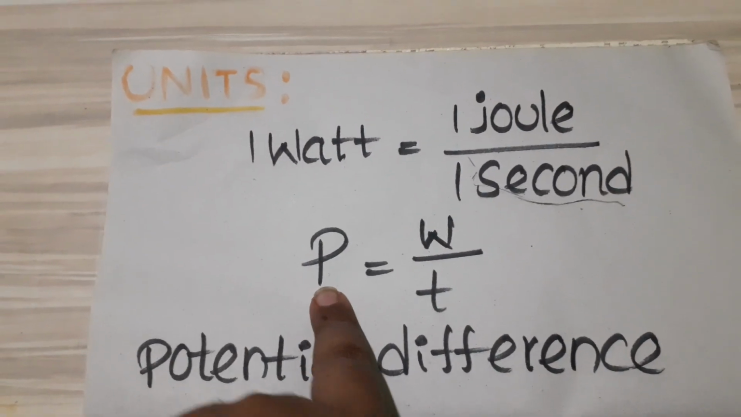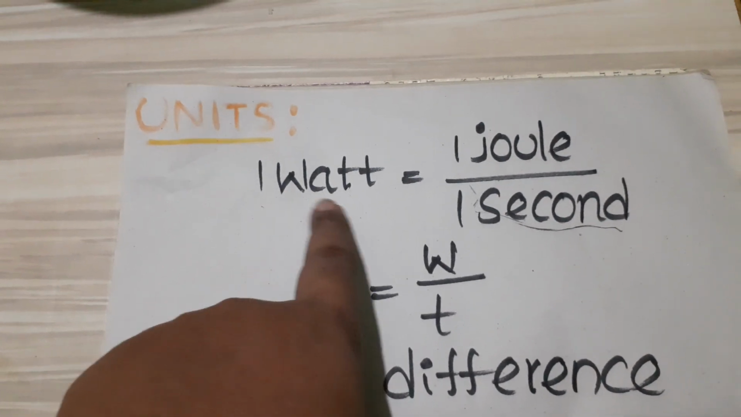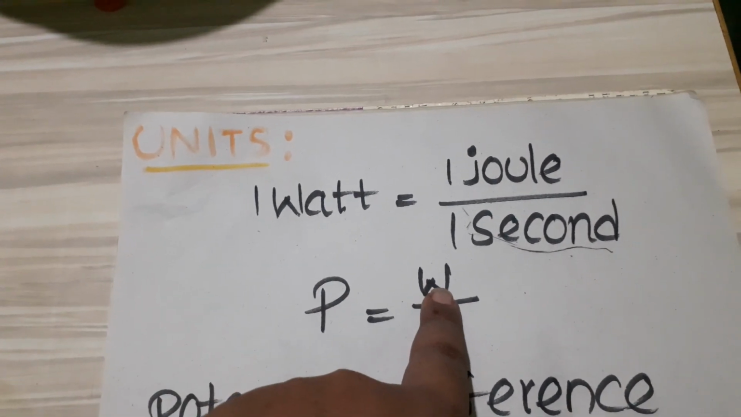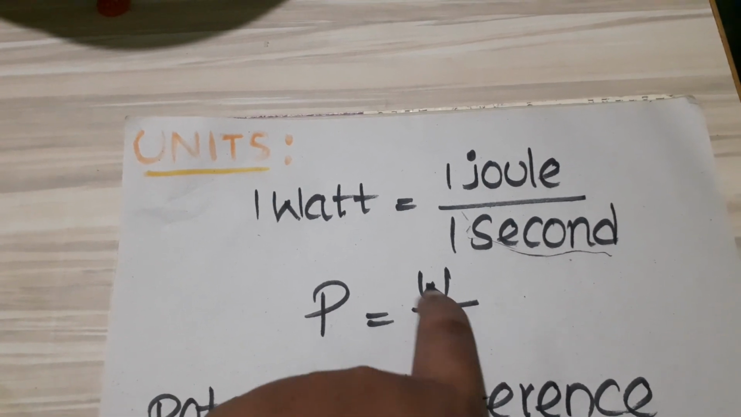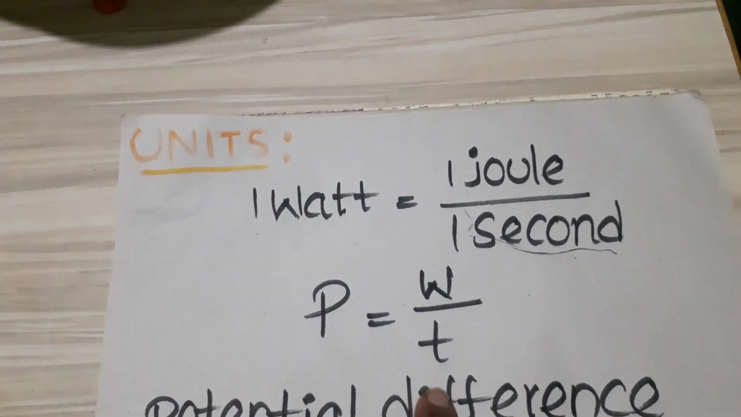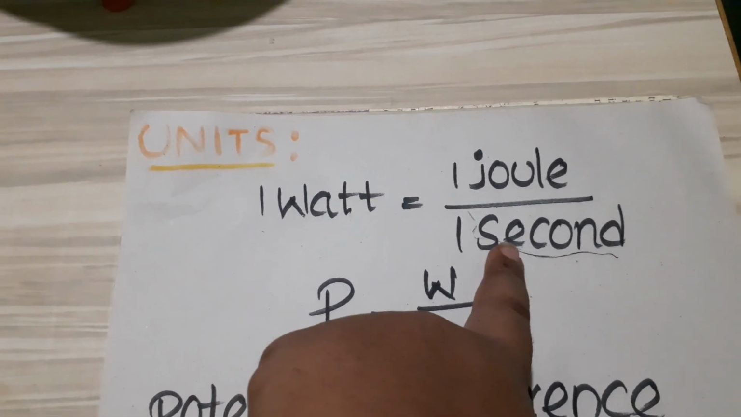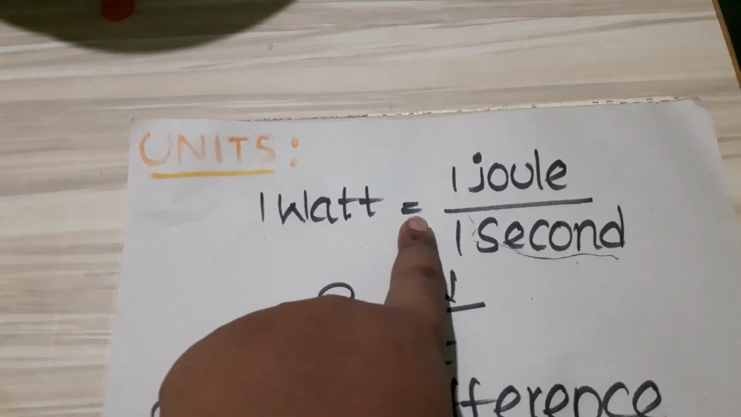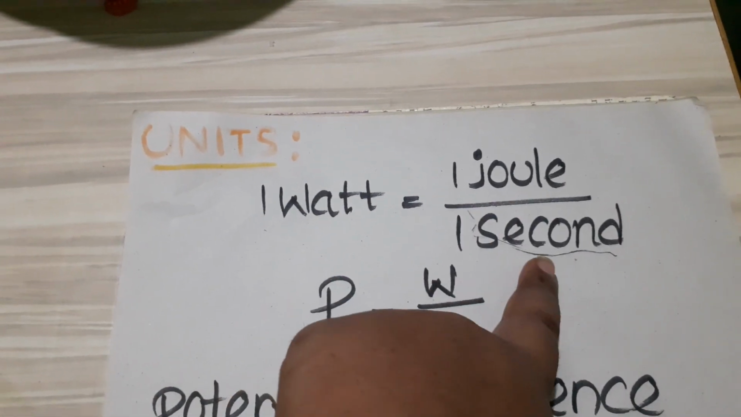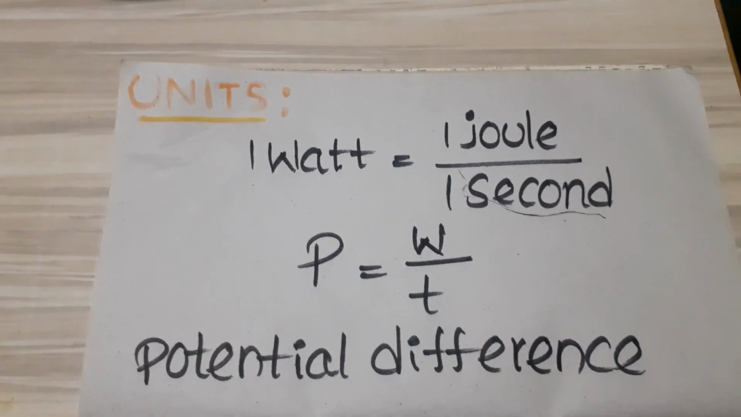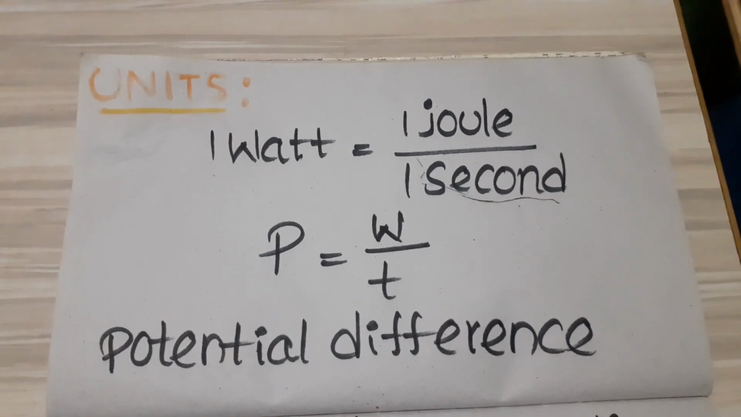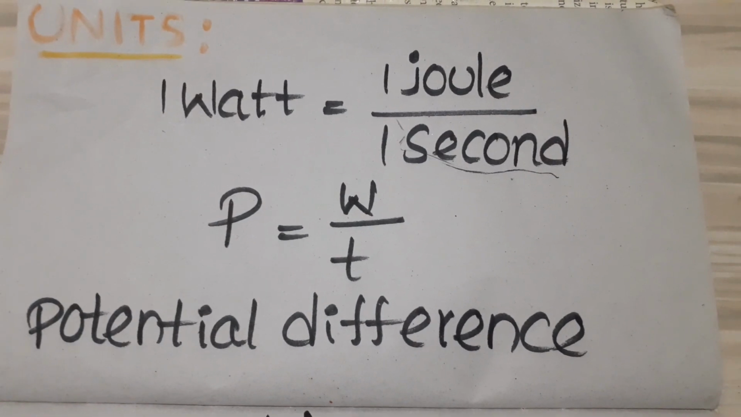So the unit of power is watt. 1 watt is equal to work done per time. The unit of work done is joule, and the unit of time is 1 second. So 1 watt equals 1 joule per 1 second. That is the unit of power. P equal to W by T.